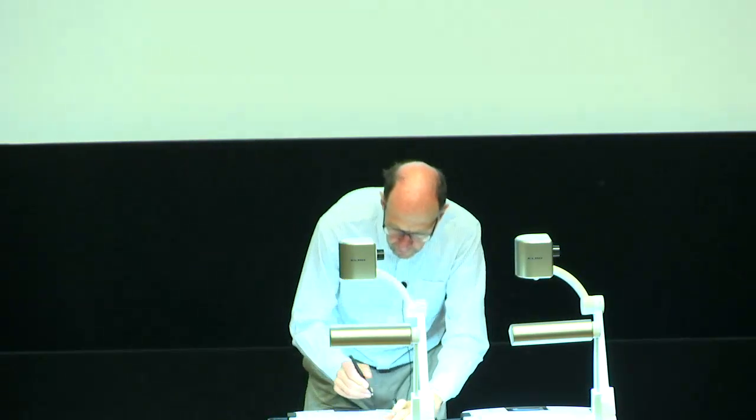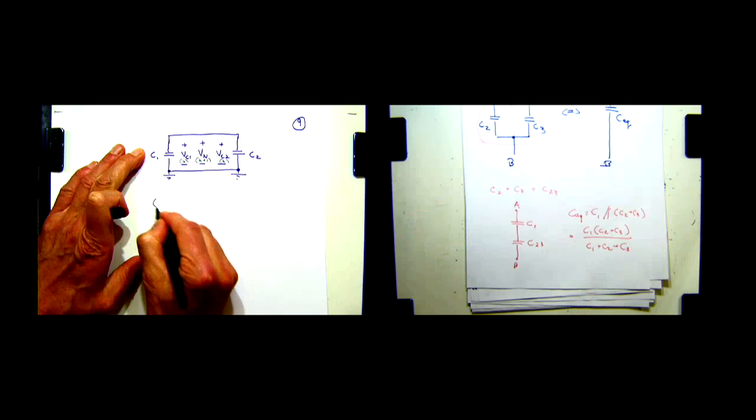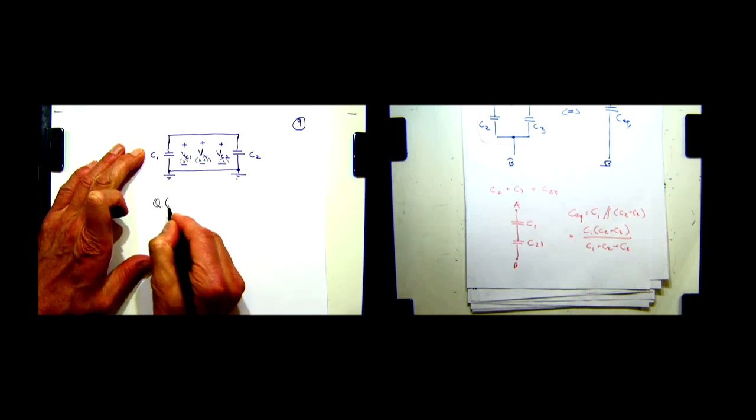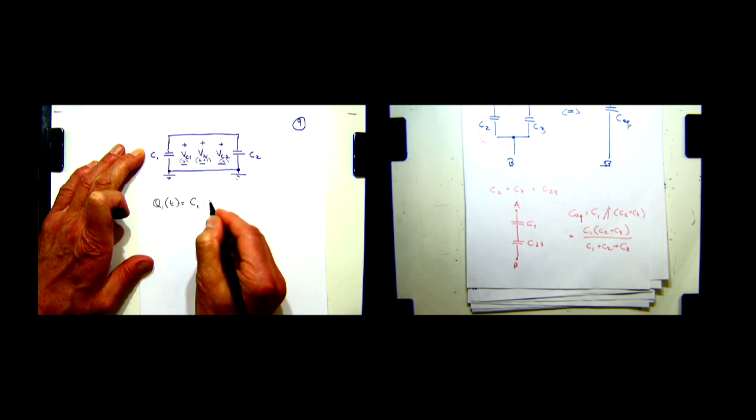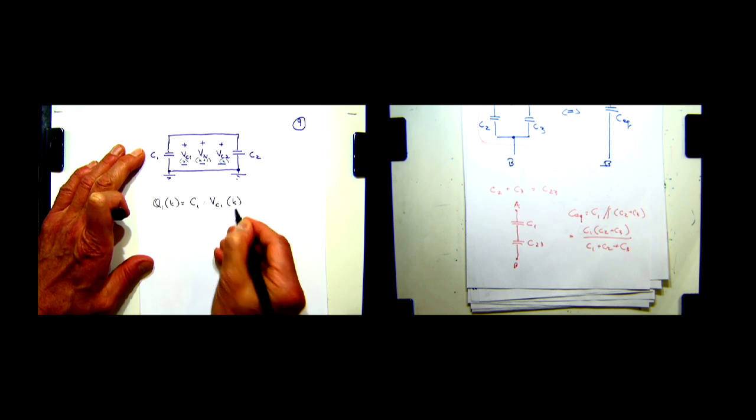So let's figure out what the charge is before I close that switch. So the charge Q1 at time k is equal to C1 times the voltage on the capacitor C1, also at time k, right?